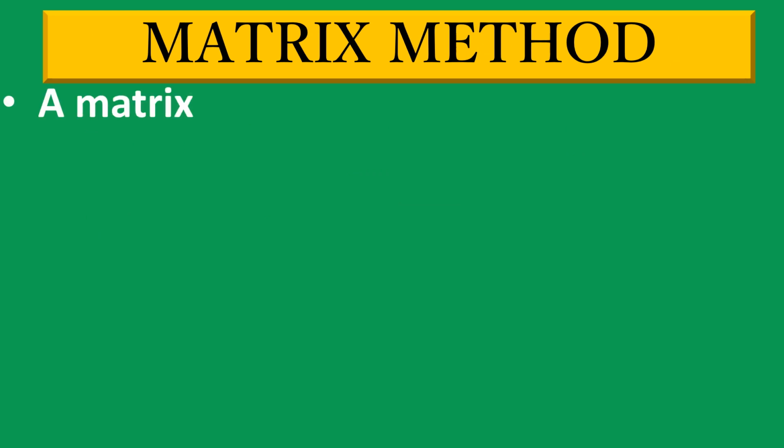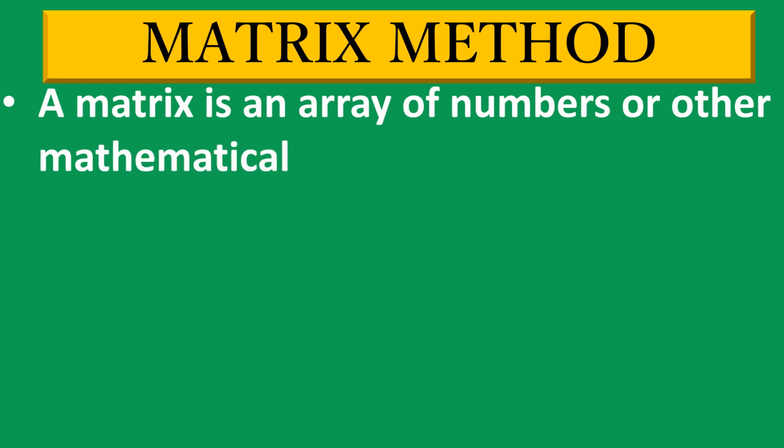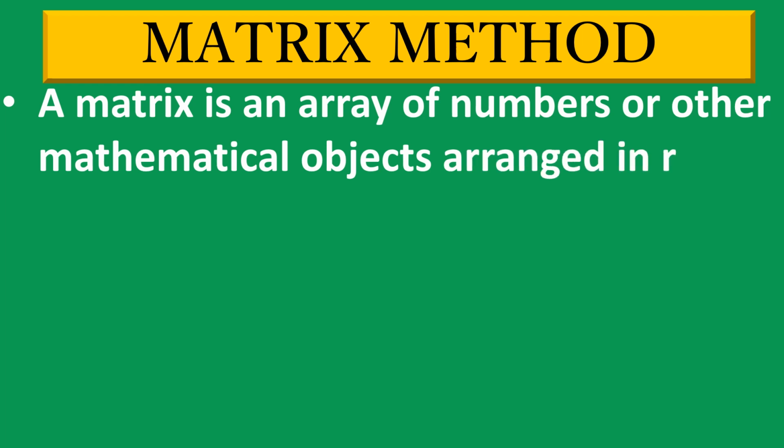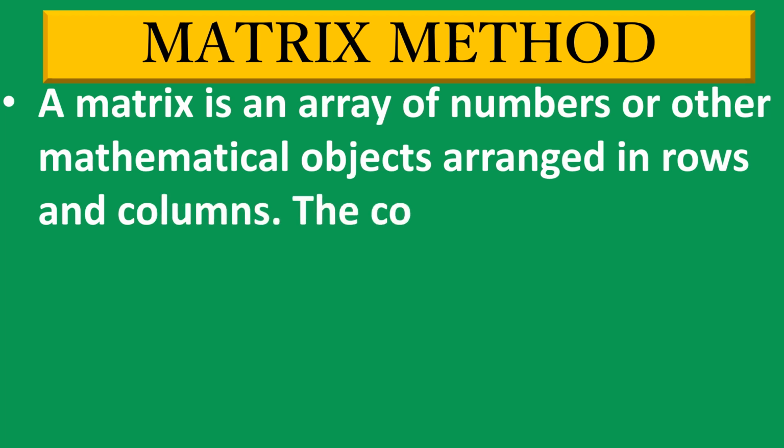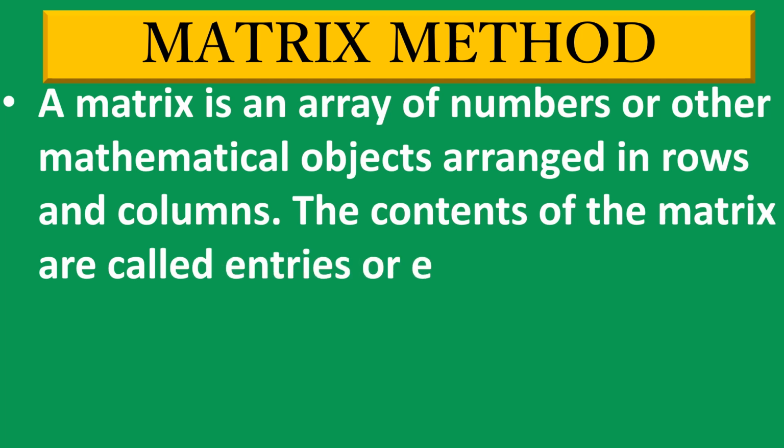So what's a matrix? A matrix is an array of numbers. This array of numbers is usually in rows and columns. It could also be an array of other mathematical objects arranged in rows and columns. The contents of a matrix are generally called entries or elements.